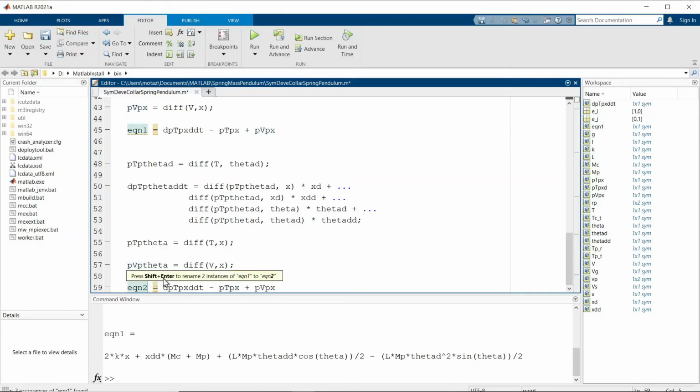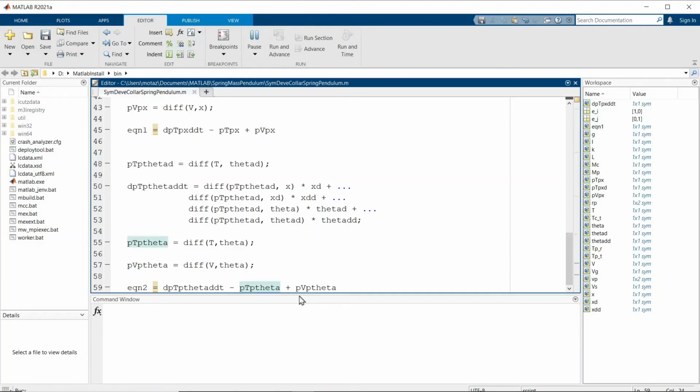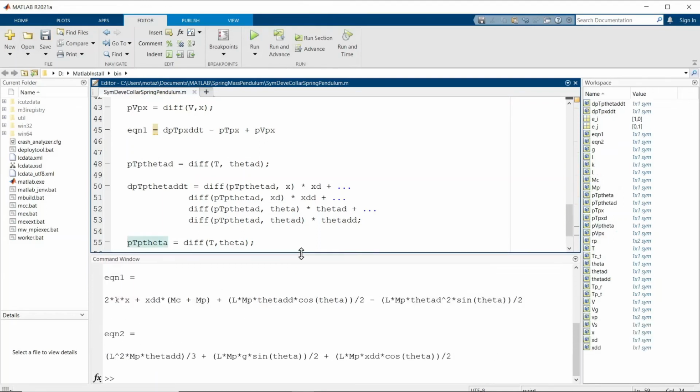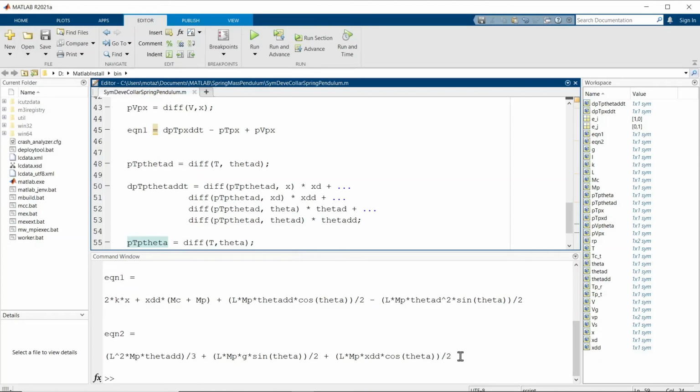And we'll change this to equation 2. And then we'll change this, this, and this. And this is no longer x, it's going to be theta. And that'll be equation 2. Let's see if everything ran smoothly there. Okay, so those are your two equations of motion developed symbolically using Matlab symbolic capabilities. Next, we'll have to solve these two equations using the ODE 45 function.